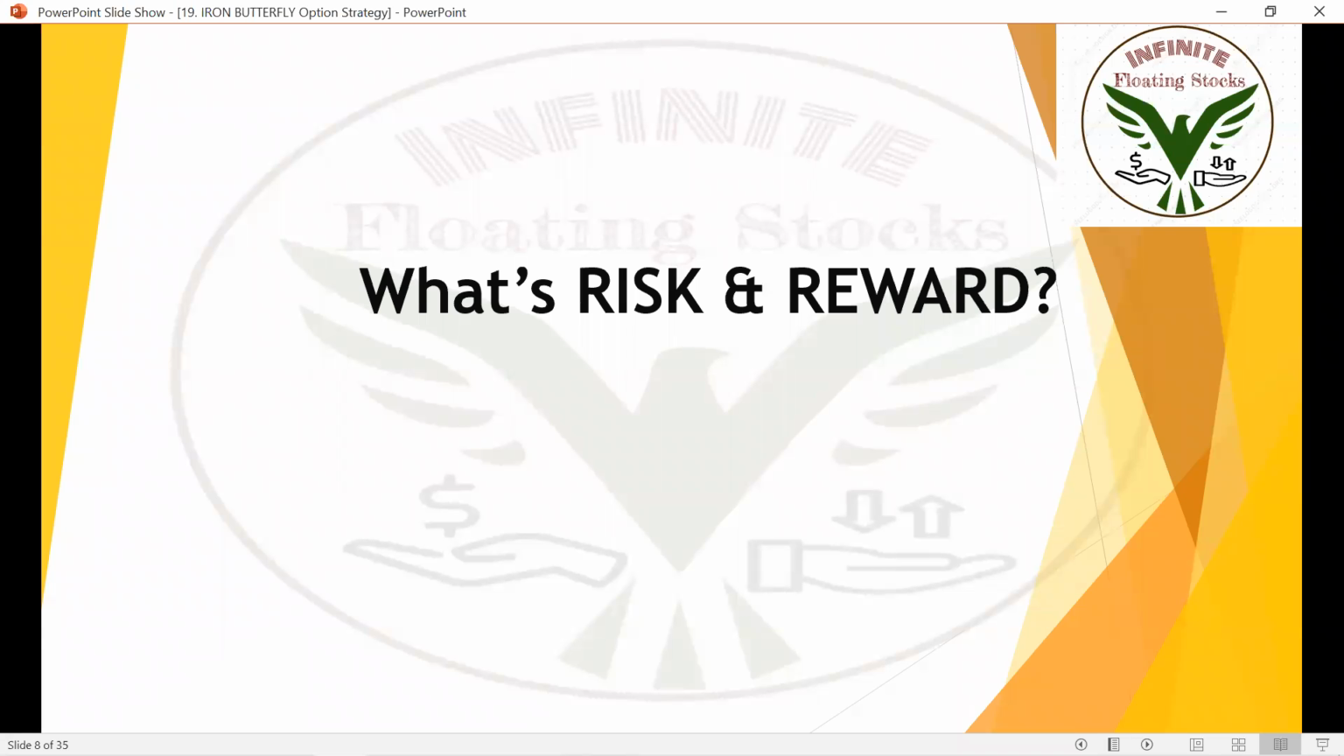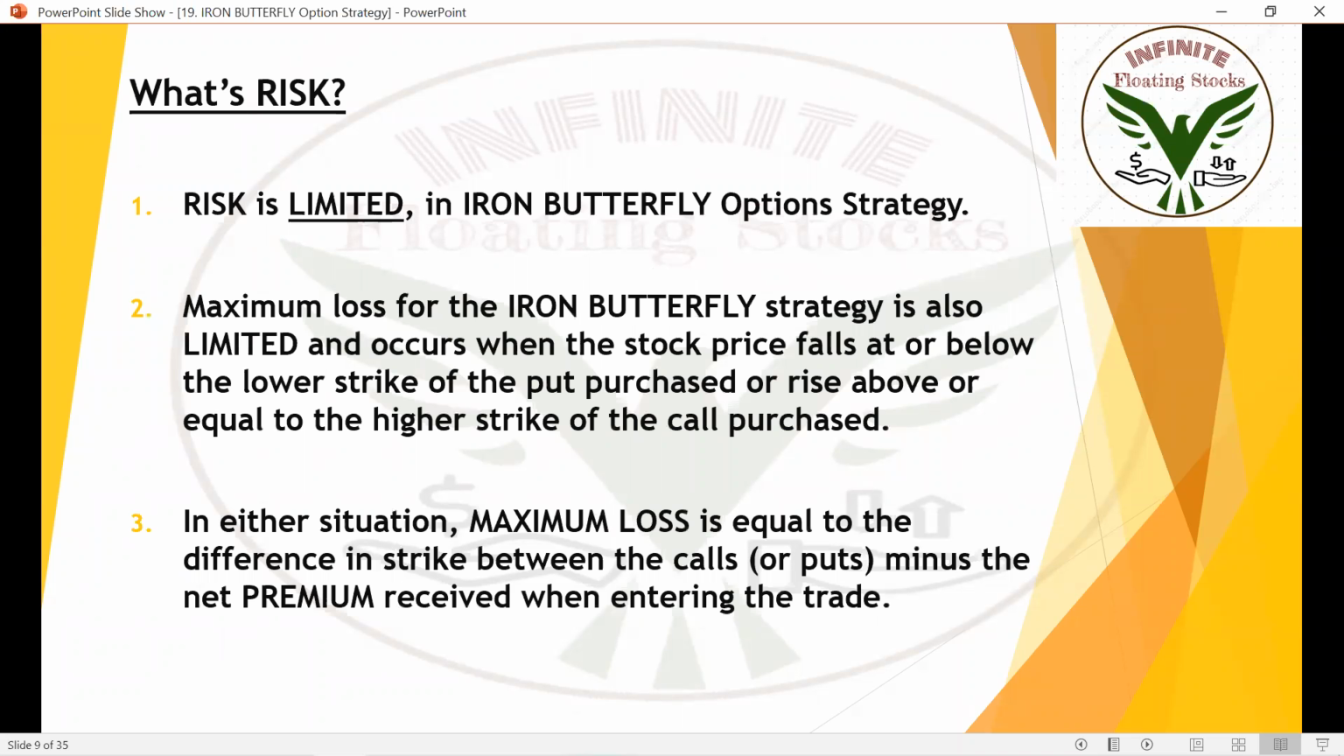And what's the risk-reward? You already know it. Risk is limited and reward is limited. You can sleep peacefully after implementing the strategy without checking your charts, without being anxious, without fearing, and without hoping for any result. Because risk is limited and reward is also limited. Now, what is risk? Risk is limited in the iron butterfly. And the maximum loss for the iron butterfly strategy is also limited.